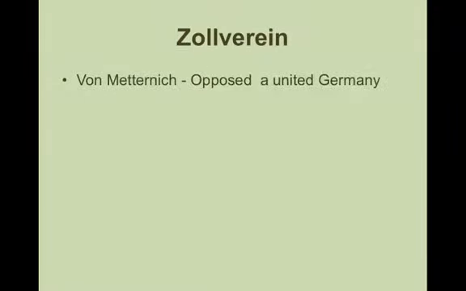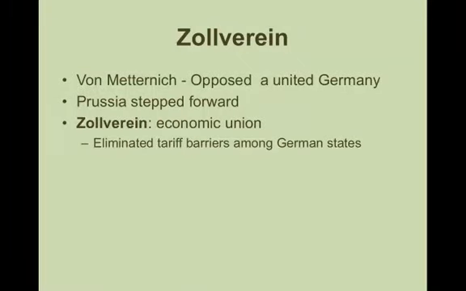Another thing that began to bind German states together was this idea of a Zollverein. Do you remember what the Zollverein was? It was this economic union that was formed with Prussia as the mover and shaker there. It eliminated tariffs among the various German states. A tariff is a tax on imports and exports. So now they can trade more freely, and therefore an idea of a German nation can lay roots more easily.